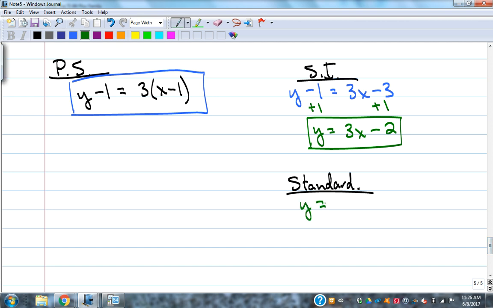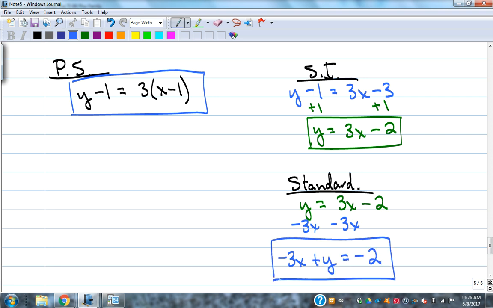Now to get in standard form, what do? Subtract 3x. And there I am in standard form. So I got all three forms without just a ton of work, but being able to get any of those forms. Your exam's going to ask you usually for one of those.